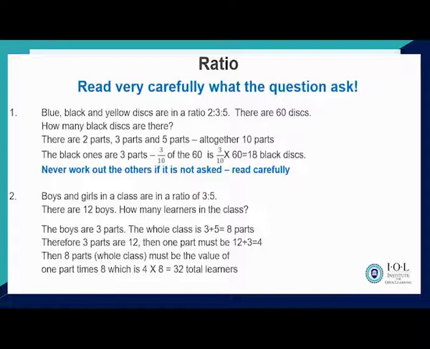So first, you always have to consider how many parts there are together. 2 parts, 3 parts, and 5 parts. So there's 10 parts. Now the blue ones are 2 of the 10 parts, 2/10 of the total 60. The black ones are 3 parts, 3 of the 10 parts, 3 out of 10 times the 60. And then you get your answers.